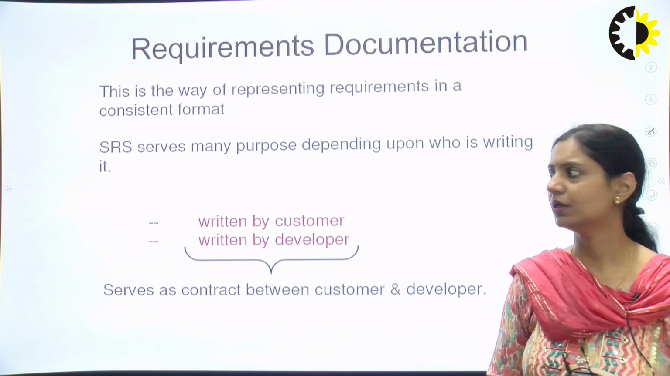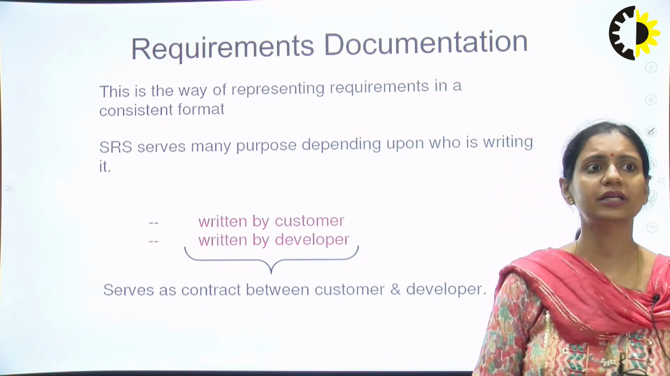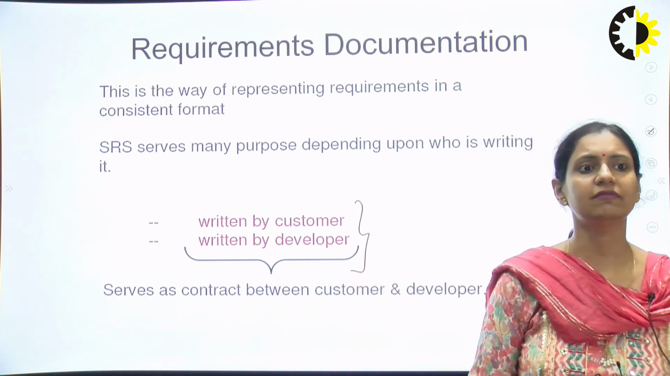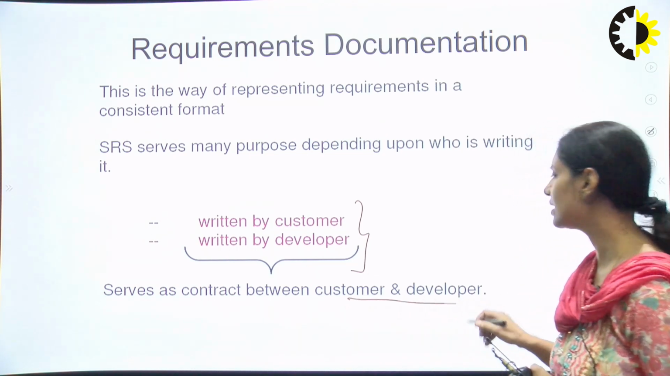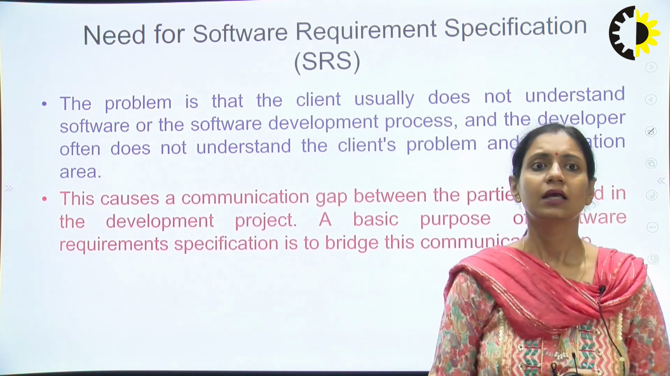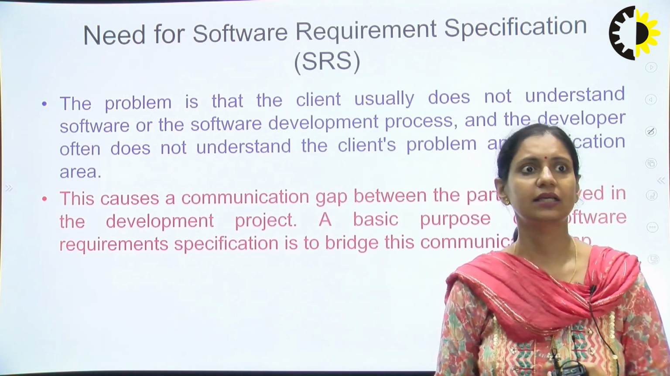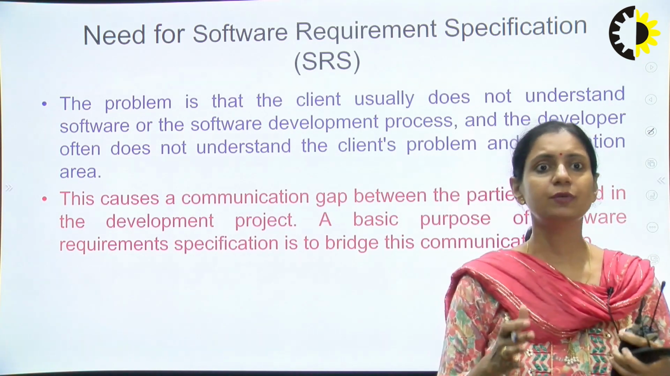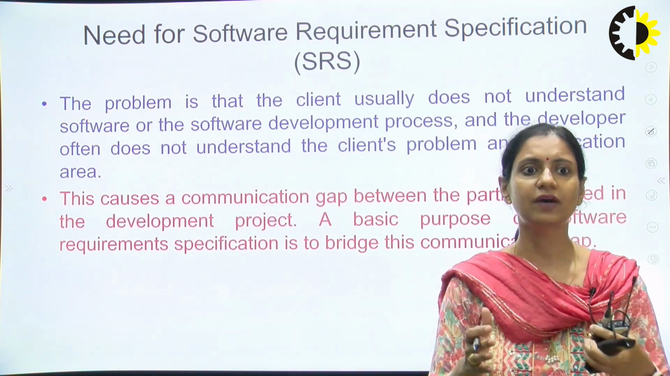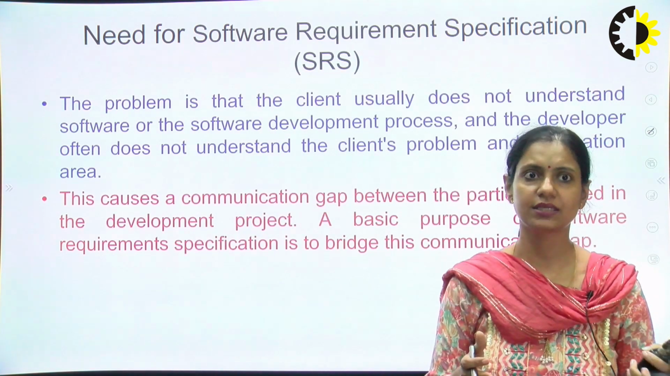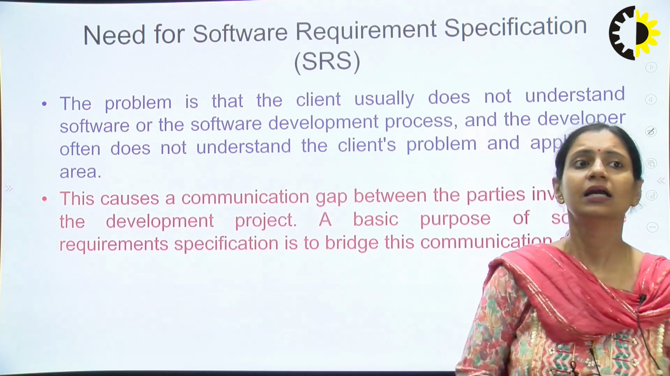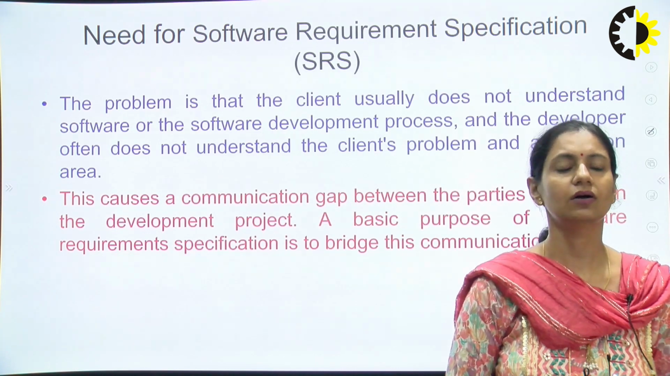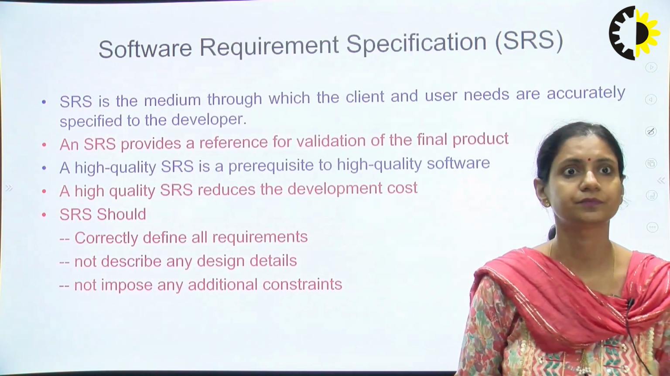Now comes the requirement documentation. This documentation is the SRS that we already discussed, which is written by the customer and by the developer. It serves as a contract between the customer and the developer. Now, what is the need of the SRS basically? We need to have proper documentation so that later on we can validate what was written in the SRS initially, and whether the software being developed is really giving all those things that the user or the customer requested.